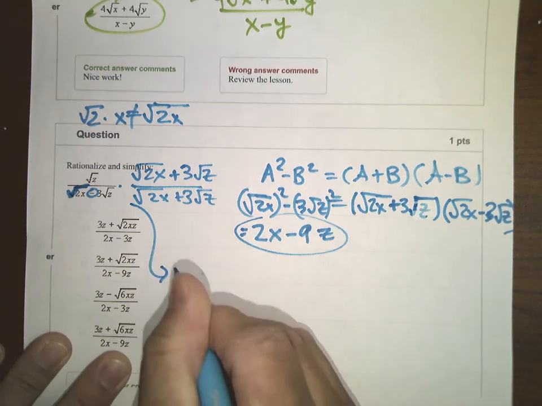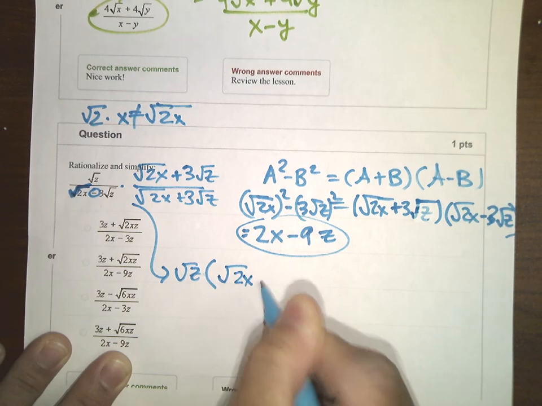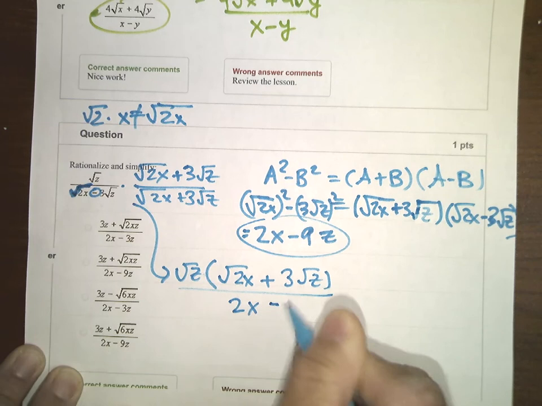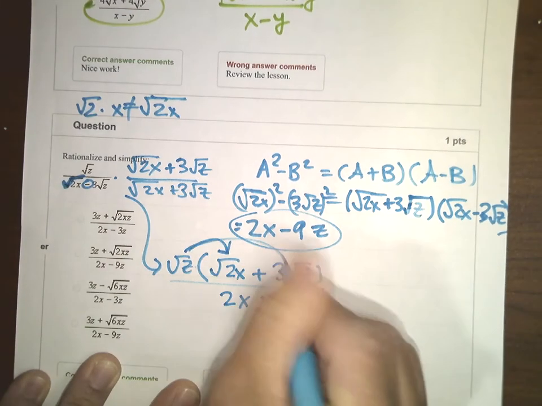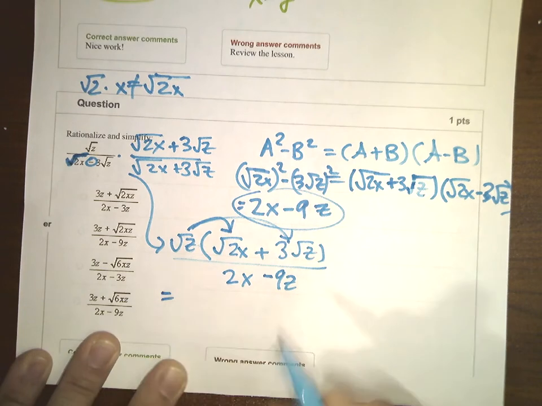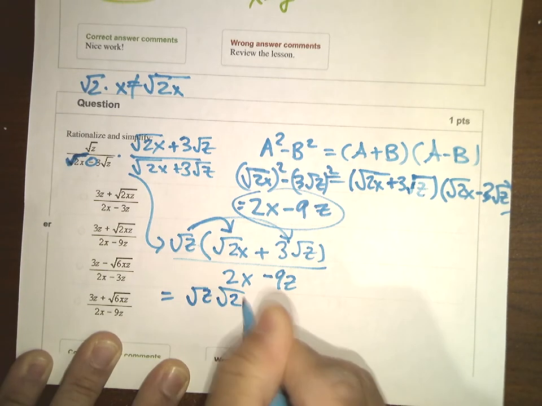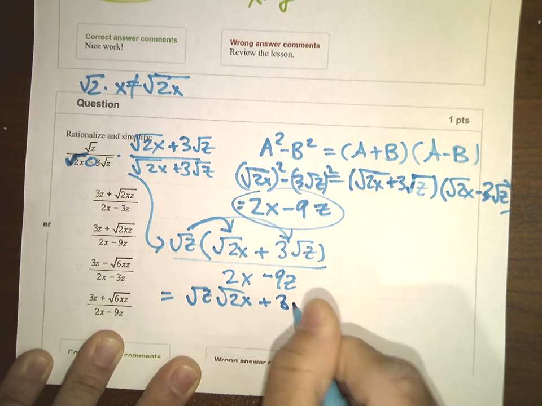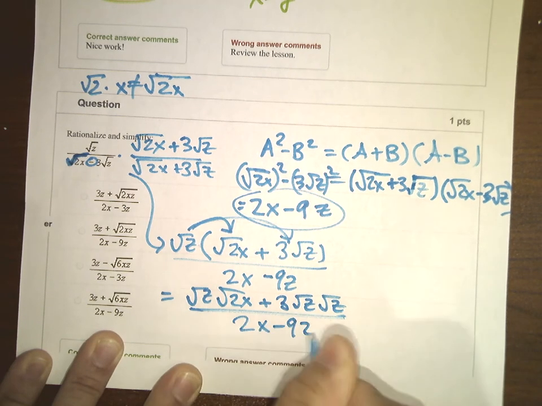So let's go over here. We have square root of z times square root of 2x plus 3 square root of z, all over 2x minus 9z. Now in the numerator, we need to distribute. So what do we have here? Well, we have square root of z times square root of 2x plus 3 square root of z times square root of z, all over 2x minus 9z.